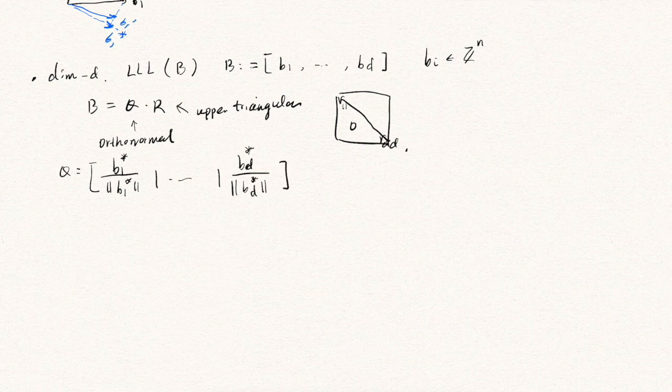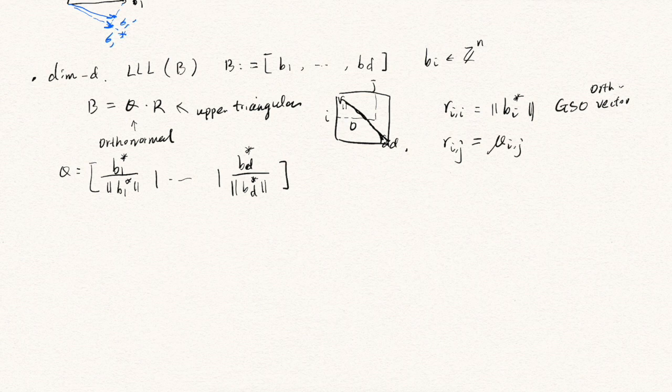So this is how Q looks, and we talked about how the R matrix looks last time, where all the diagonal entries RII equal the length of the orthogonal vectors from the GSO, the Gram-Schmidt orthogonalization. Whereas for any off-diagonal entry, for example this one, ij, the relationship was that it's the GSO coefficient mu ij times the length of the GSO orthogonal vector. Okay, so that's a refresher.